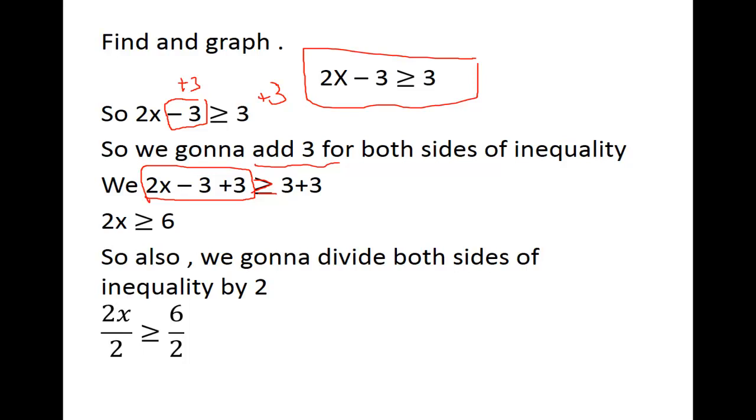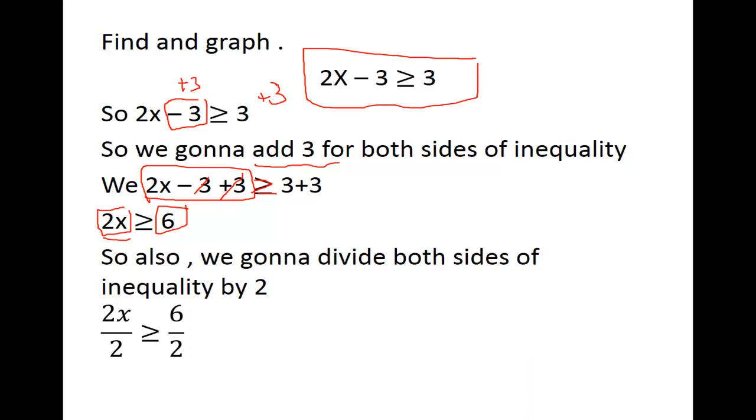Here we have minus 3 plus 3, which is 0, or cancels. So the only thing left on the left side of the inequality is 2x. And 3 plus 3 is 6. So 2x is more than or equal to 6.